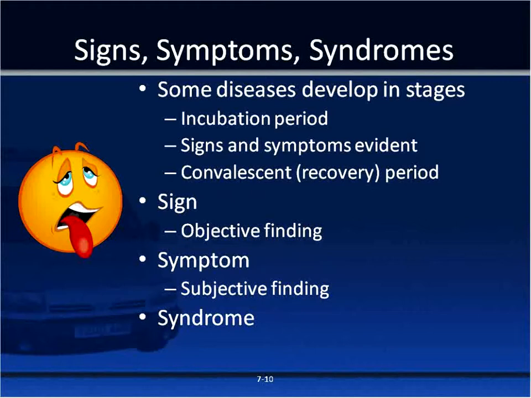Symptom is a condition described by the patient. Shortness of breath, nausea, abdominal pain, chills, chest pain, and dizziness are examples of symptoms. Symptoms are subjective findings because they are dependent on or subject to the patient's interpretation and description of his complaint. Syndrome refers to a group of signs or symptoms that together are characteristic of a specific disease or disorder.